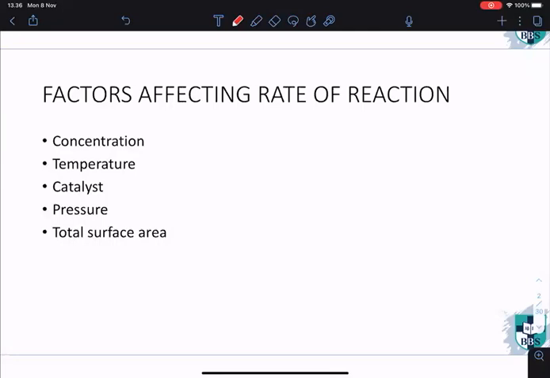Pressure: high pressure will increase the number of particles per unit volume. It means that in one particular volume, you are going to have a lot of particles, so they will be able to collide more with each other. So when pressure is high, you are going to have a high rate of reaction. And total surface area: if you are using powdered reactant compared to just simply solid, the powdered reactant will react more because there will be more surface area for the reaction. All these are the factors affecting rate of reaction, which you should know.